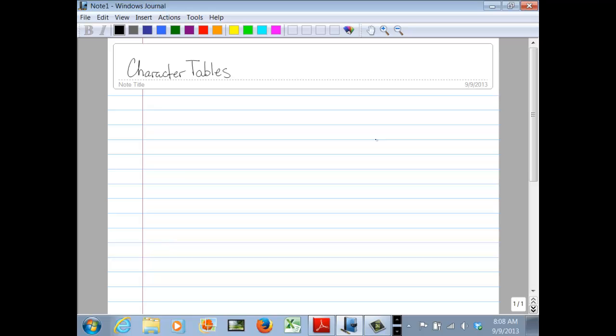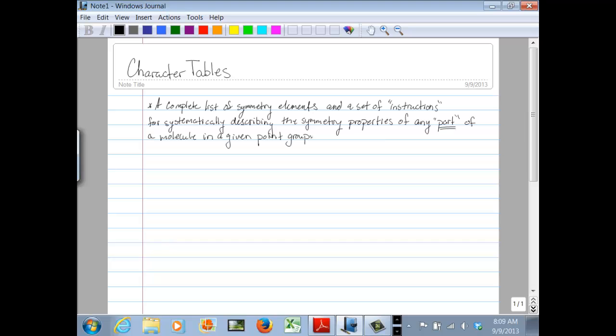The character table is a complete list of symmetry elements and a set of instructions for systematically describing the symmetry properties of any part of the molecule that you've assigned to that point group. It's a complete list of symmetry elements, and a set of instructions for describing all of the symmetry properties of that molecule. These character tables are going to be our tools to describe chirality, to interpret spectroscopy, and describe the function of the molecules that we assign to each point group.